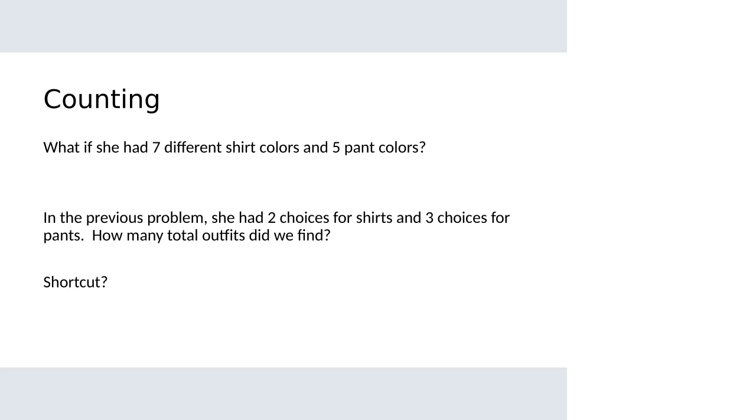This might be fine with Mary having only 2 colors for shirts and 3 colors for pants, but what if she had 7 different shirt colors and 5 different pant colors? So what if her shirt colors were red, orange, yellow, green, blue, indigo, and violet? And then her pant colors were red, orange, yellow, green, and blue. And now we start listing these out. We'll go with the red shirt. The red shirt could go with the red pants. The red shirt could go with the orange. Oh, wait a minute, this is ridiculous. I don't want to list all these out. Let's think about this for a minute.